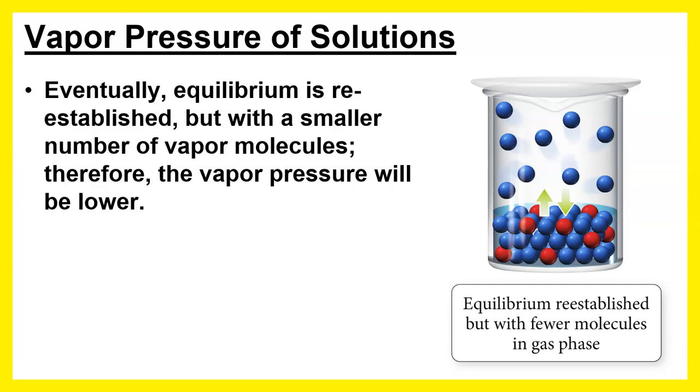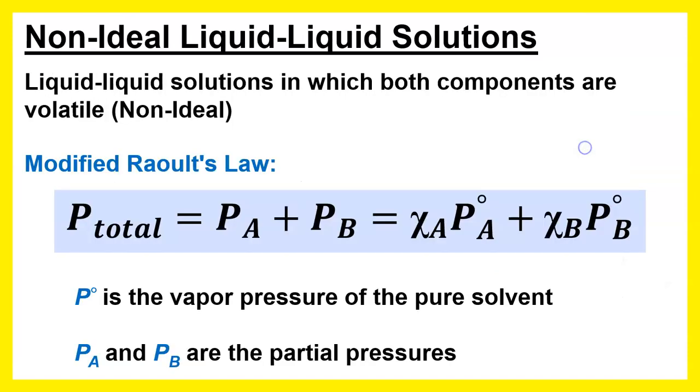Sometimes you may have a solution where both substances are volatile. Both of them will be in the gas phase a little bit. So you may need a slightly different version of our equations here. We call it modified. When you have non-ideal interaction, that means both things are volatile. They both want to vaporize a little bit.